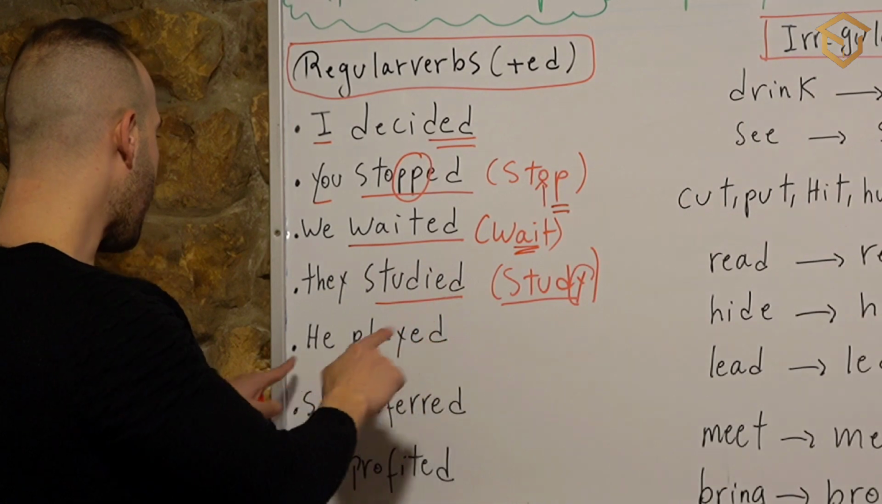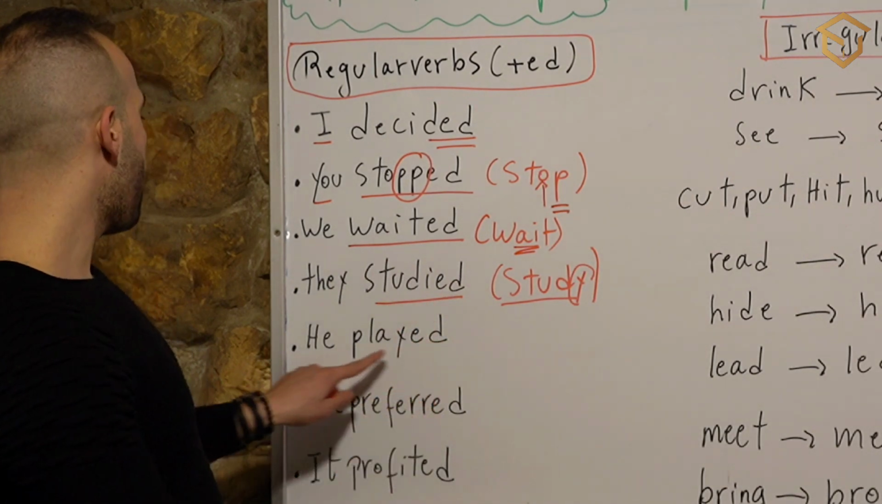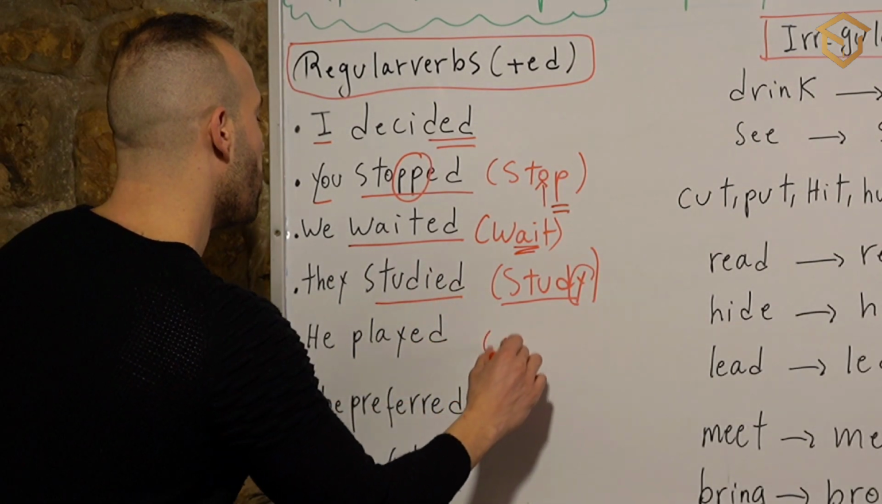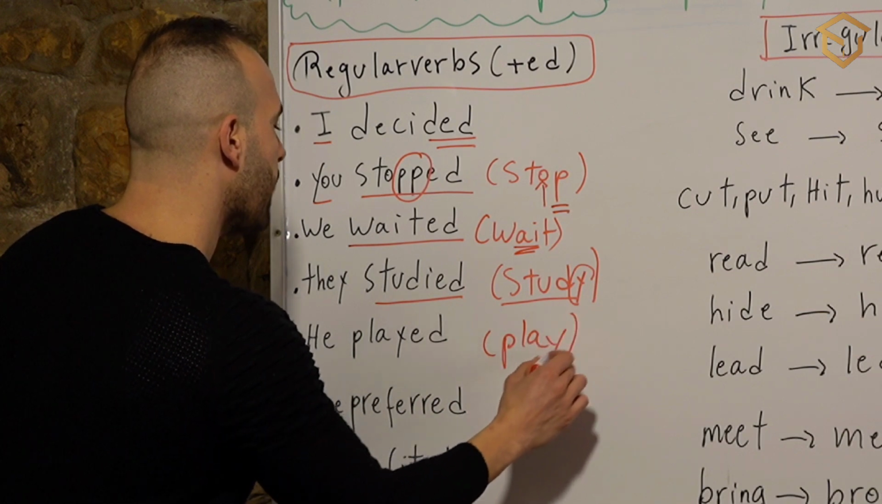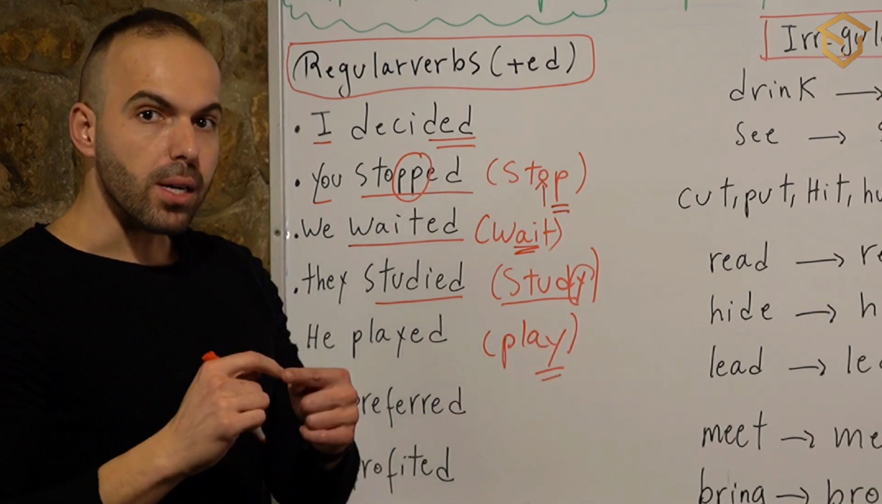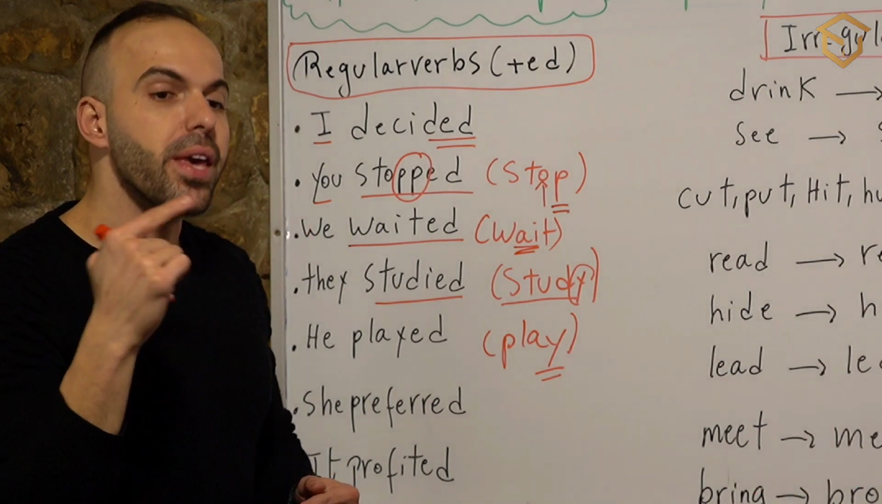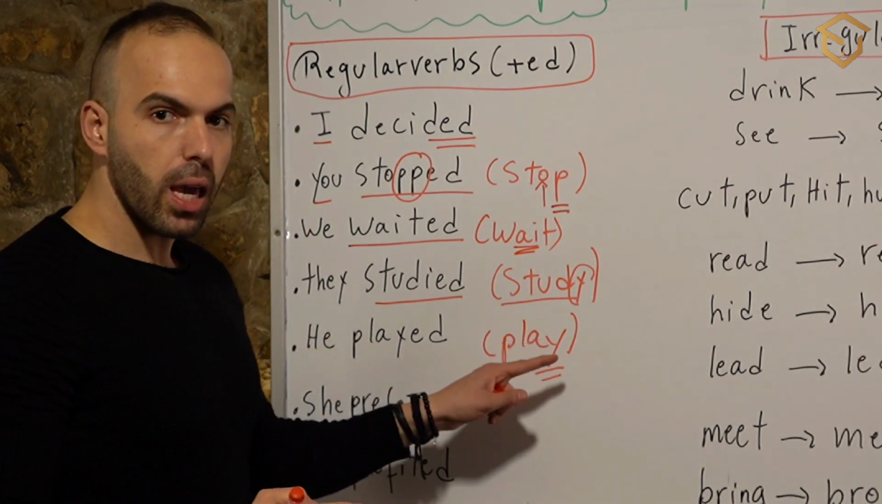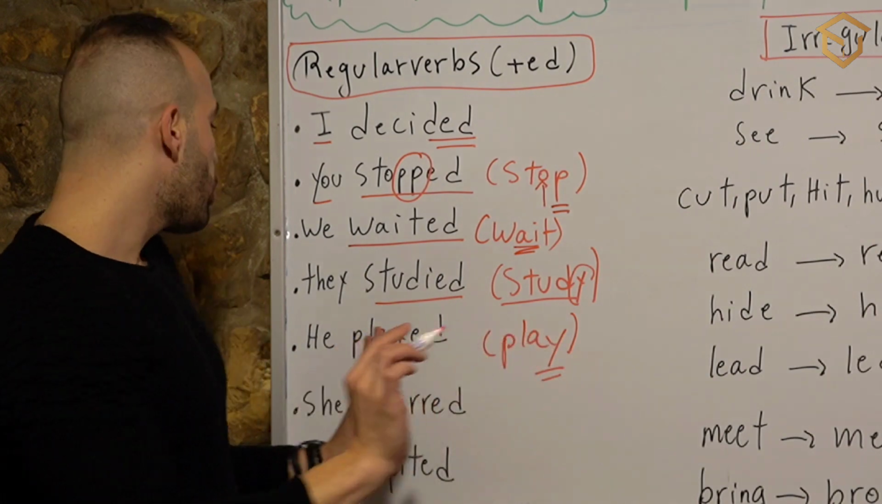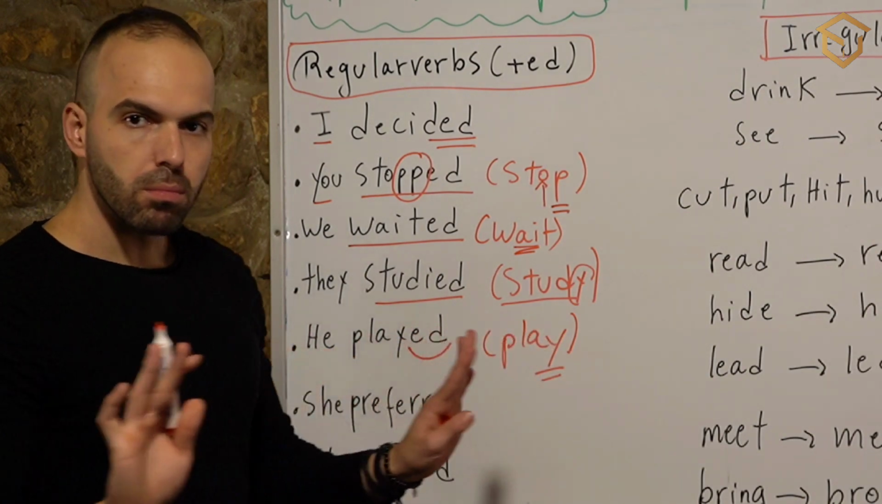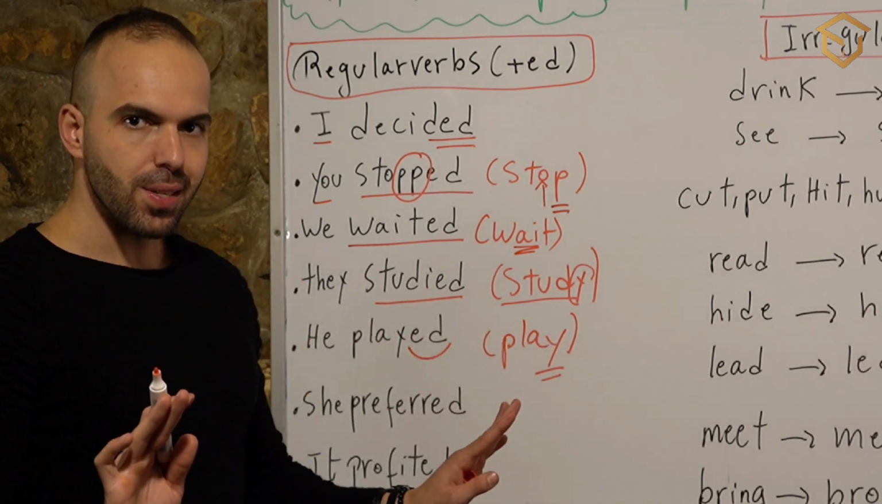However, in the case of play, he played. The original form is play. It ends with Y, but I can't hear the E. I'm just hearing the Y, play. So in the case of play, we just add -ed to it. As simple as it is.